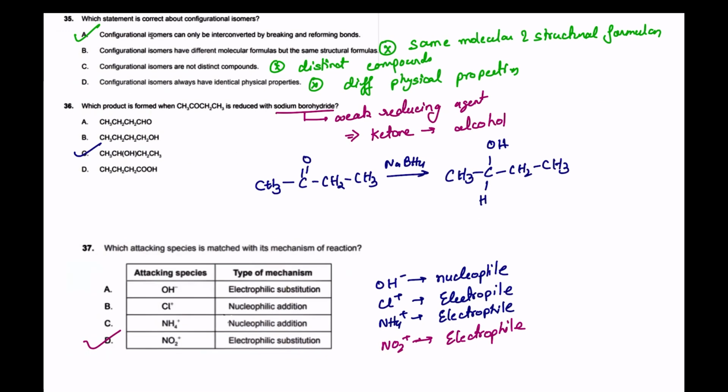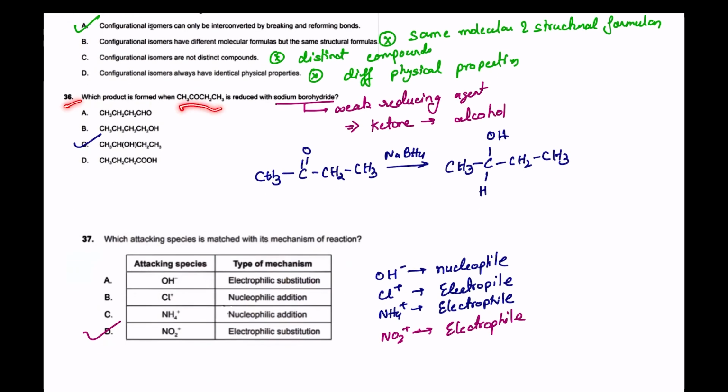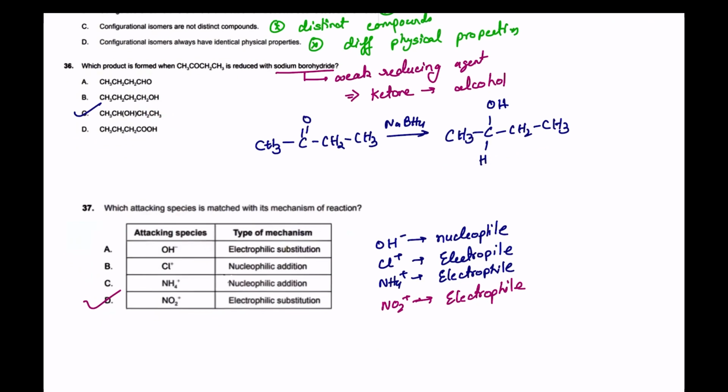But yeah, it's more of a theory question. Question 36. We have a ketone and we need to find out the product when this ketone is reduced with sodium borohydride, which is NaBH4. NaBH4 is a weak reducing agent and it converts a ketone into an alcohol. This is the initial compound. If you put NaBH4, you will get this compound, which is like option C, I believe. Yeah, that's the correct option to question 36.